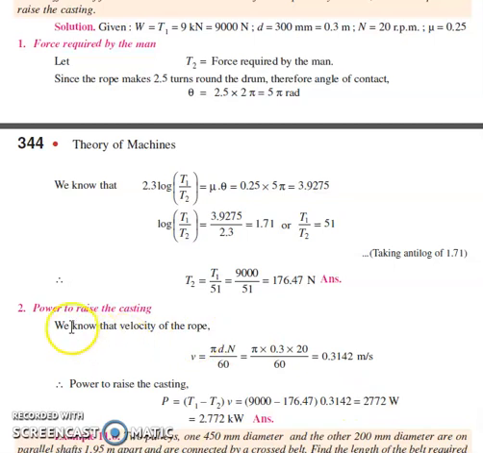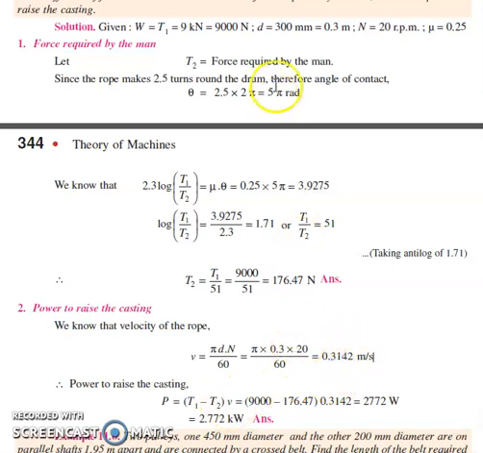And now the second is power to raise the casting. We know the formula for power, (T1 minus T2) into velocity. For velocity, we need to ensure that the unit is meter per second. Because in the previous problem we have seen that the radius of all the pulleys was in mm, but not for all cases do we consider mm. In case it is velocity determining factor, the unit should be meter per second.